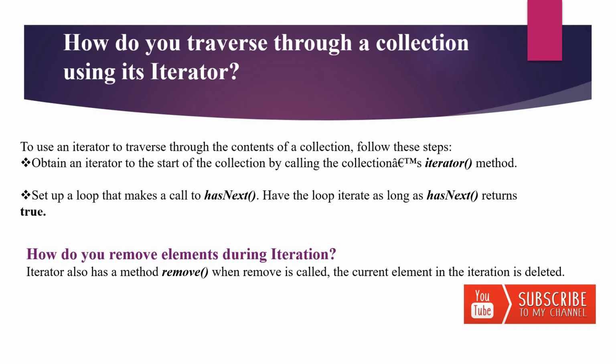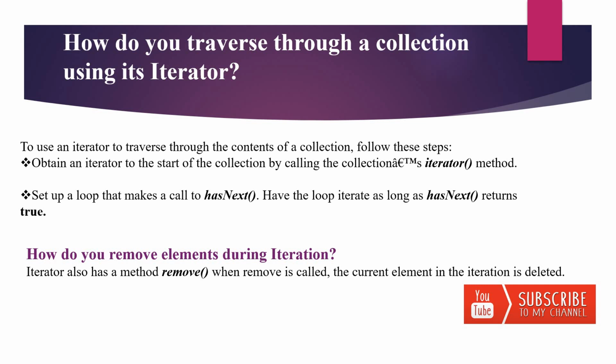hasNext is a boolean value, which checks whether there is a next value. If you have an array of 10, 20, 30, 40, then after 10 there is another value, 20, so it will check the next value. Within the loop, if you want to obtain each element, you call next. So there is a difference between hasNext and next.